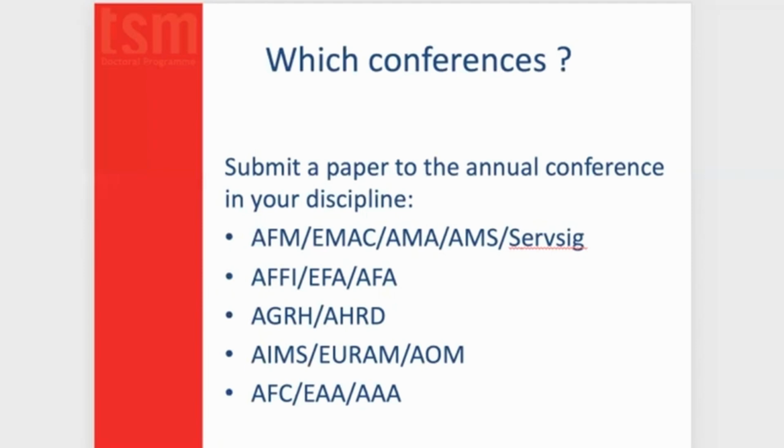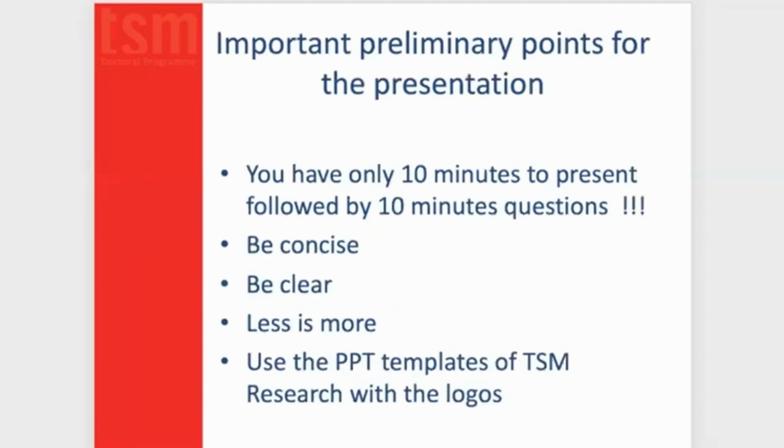So they went to the AFM conference and the EMAC conference. This is about the choice of the conferences. What is important? There are important deadlines. The deadlines are generally for AFM and for EMAC in the beginning of December. For the AMA conference, the deadlines are something like February for the summer conference and August for the winter conference.